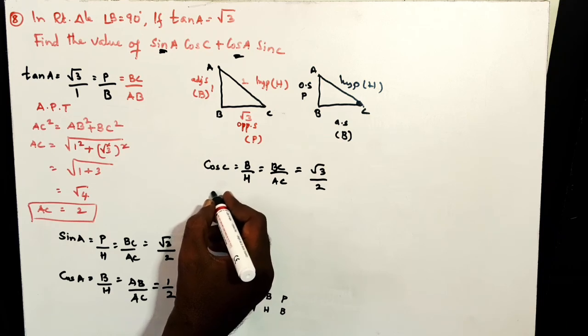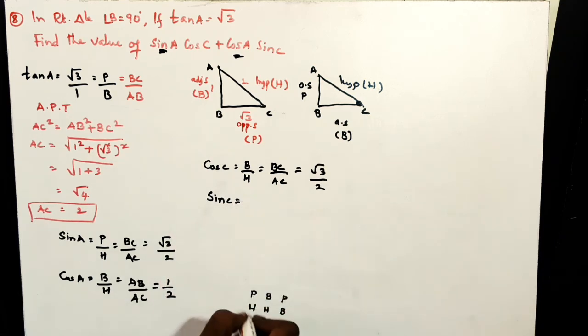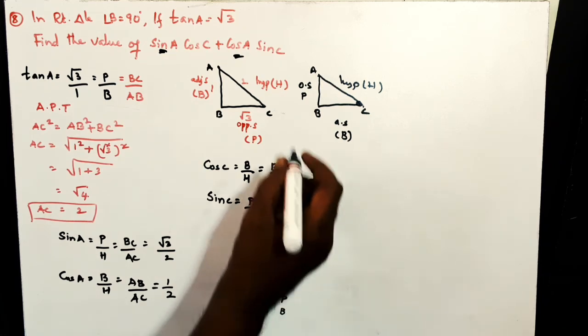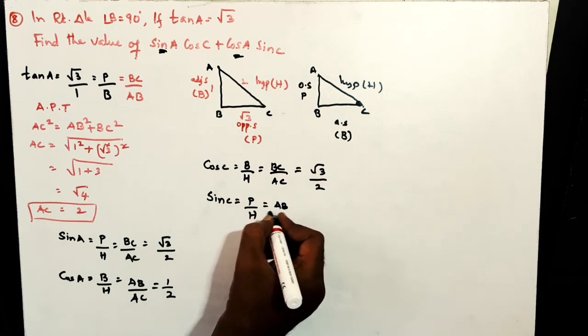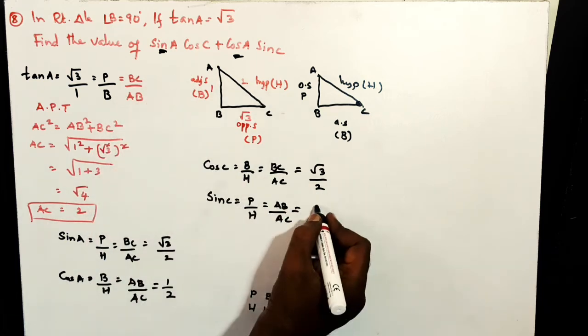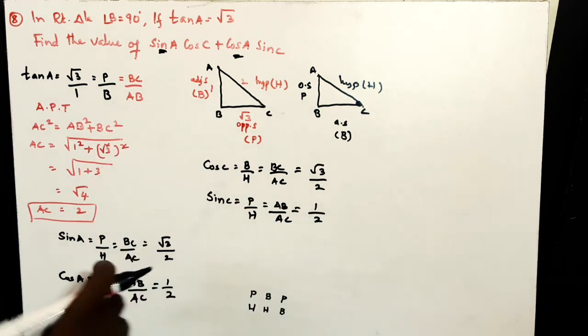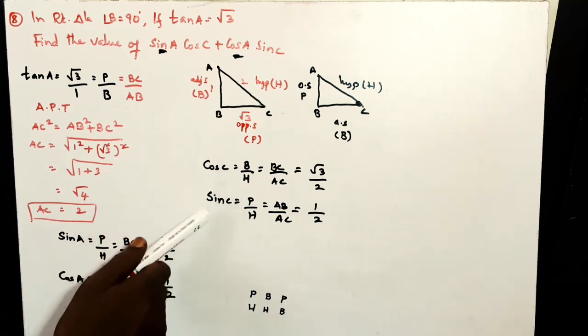Then sin C. Sin is P by H. P means AB, H means AC. So what is AB value? 1 by AC, which is 2. Now we got all the ratios, sin A, cos A, cos C, sin C.